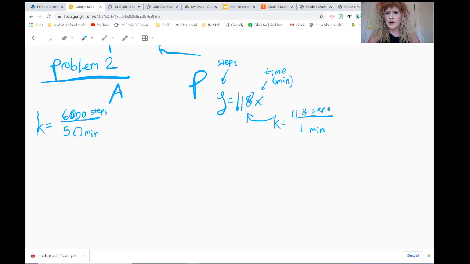It means 118 steps per minute. And the question they asked, who walks more steps after 5 hours? Okay, we need to do a conversion first. After 5 hours, our unit rate is in minutes. So we need to convert 5 hours to minutes. What is 5 hours in minutes?